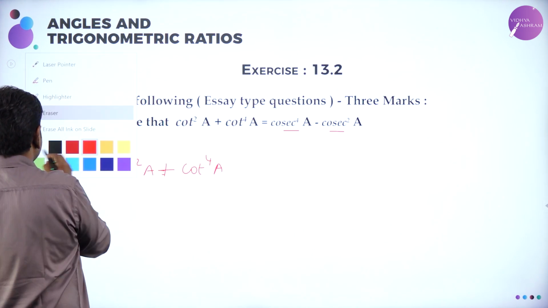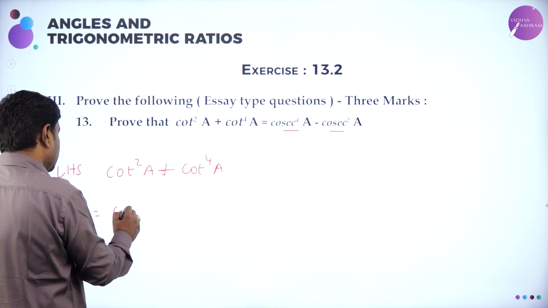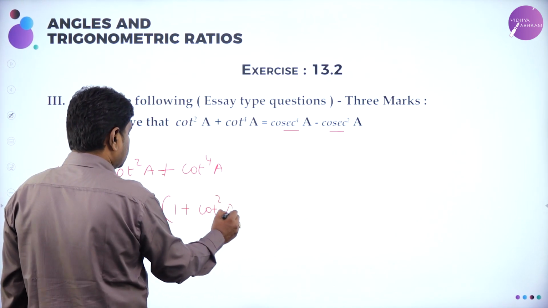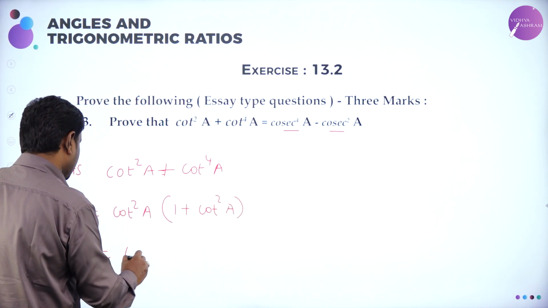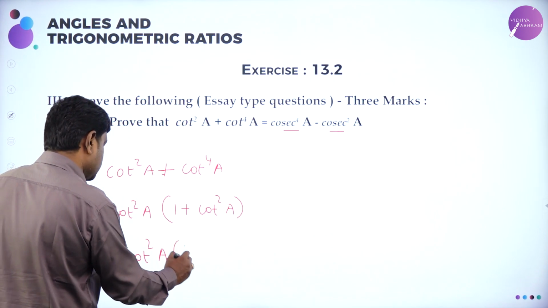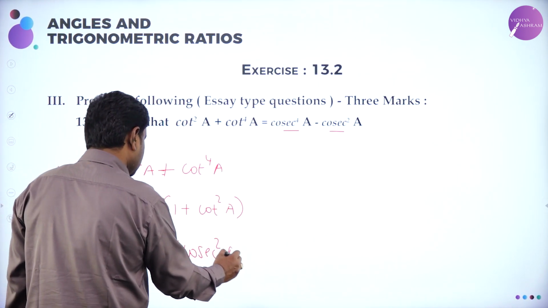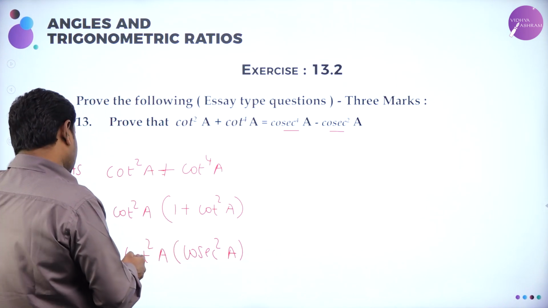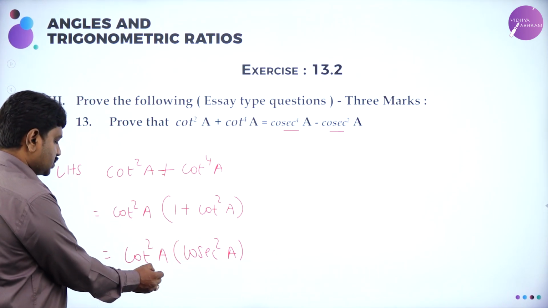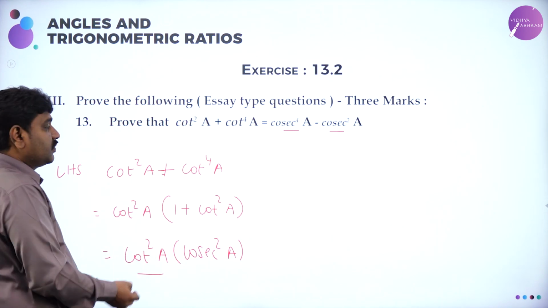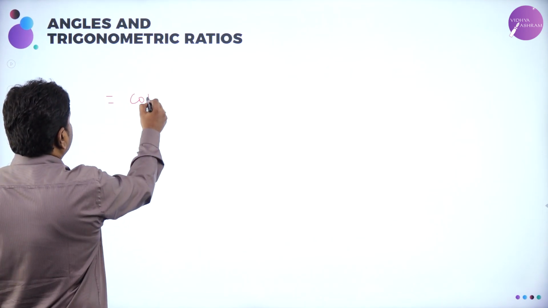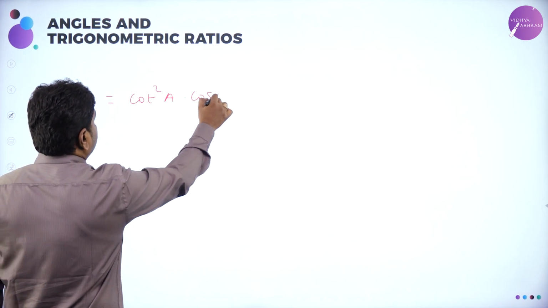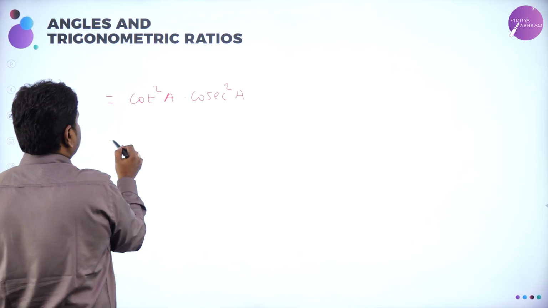So now dear students, first you take cot square A common. If you take cot square A common, it will become 1 plus cot square A. And you know what is 1 plus cot square A? 1 plus cot square A is cosecant square A. So now you got cot square A into cosecant square A. But they want the whole answer in terms of cosecant, so this cot square also has to be converted using the identity.